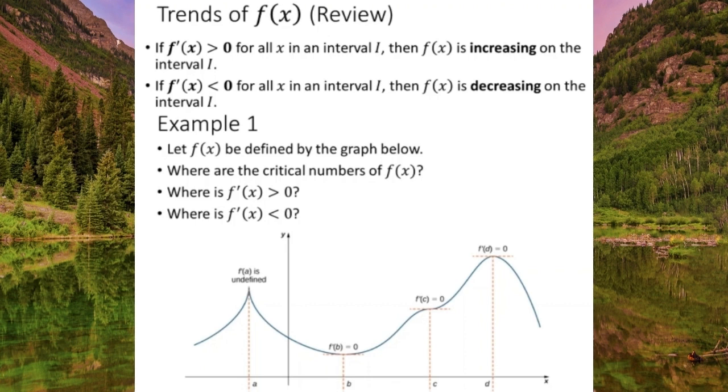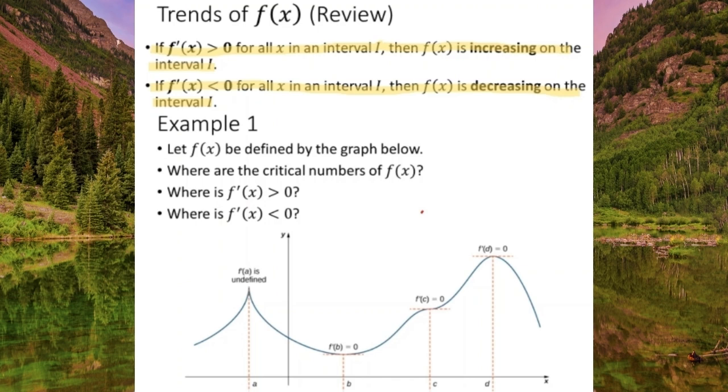Recall that the derivative represents the instantaneous rate of change of our function f of x. So if f prime of x is positive for all x on an interval I, then f of x is increasing on that interval. On the other hand, if f prime of x is less than 0 for all x on the interval I, then f of x is decreasing on the interval I. So the sign of the derivative dictates the trend of our function. Whenever our derivative is positive, our function is increasing. Whenever our derivative is negative, the function is decreasing.